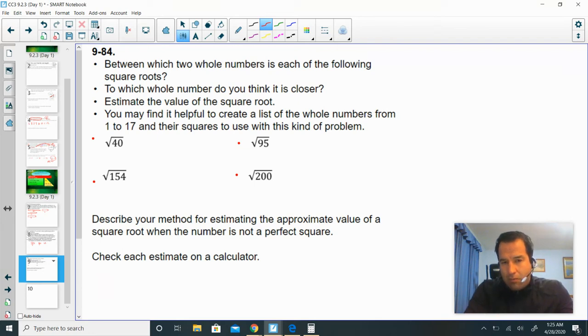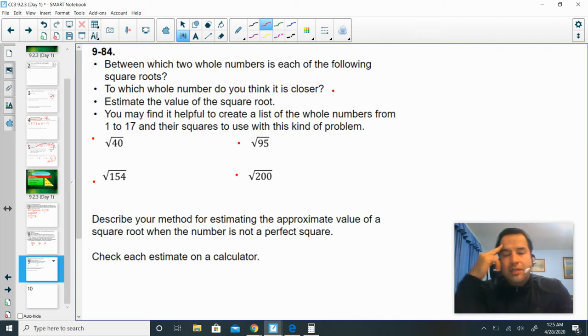Did you write them down? I hope so. Okay, you got all four written down, okay? Or I'm going to read you the questions, and we're going to come back and do the process. To which whole number do you think it is closer? Okay? Estimate the value of the square root.